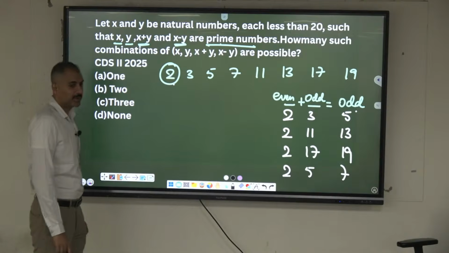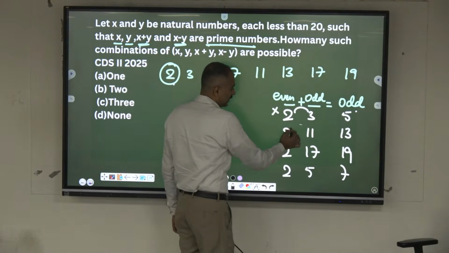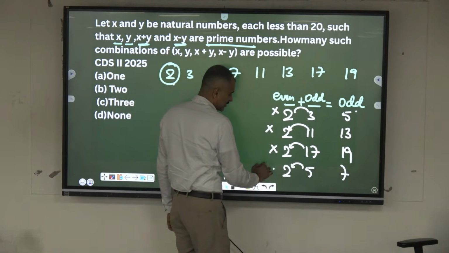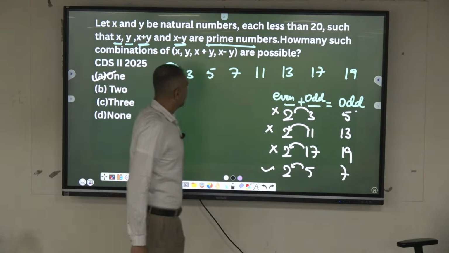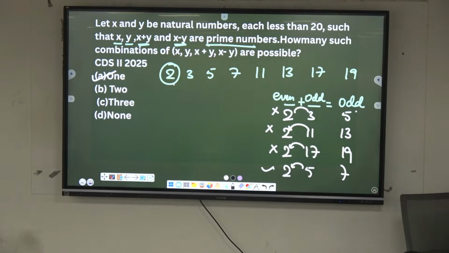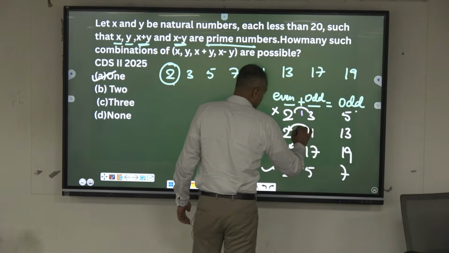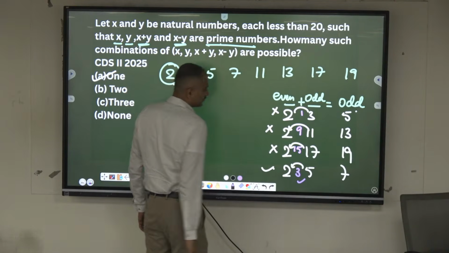X minus y should also be prime. Okay. Prime? No. Prime? No. Prime? No. Prime? Yes. Only one case? Yes. Okay, x minus y also should be there. The difference is 1, 9, 15, not possible, 3, possible.